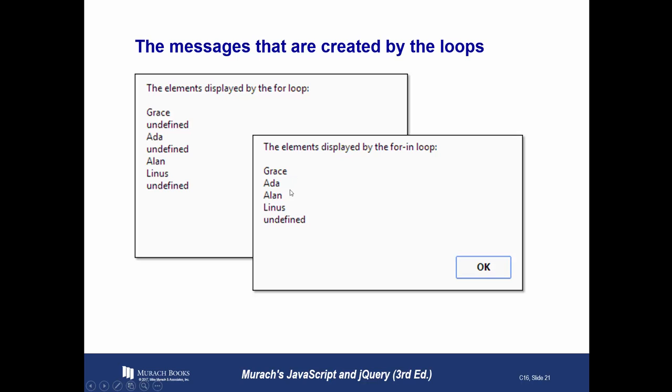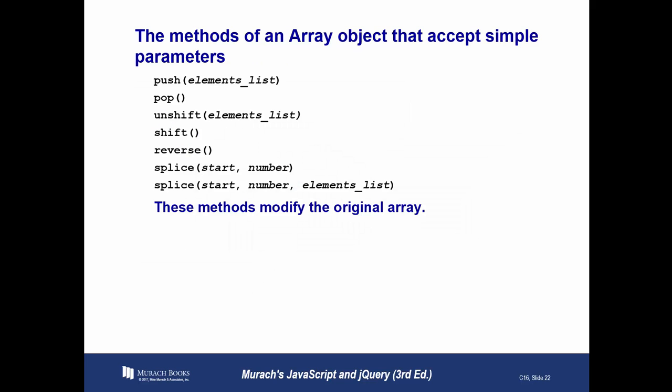So notice with a for loop, if you want, you can take some of the ones in here that are undefined and not show them or whatever. But with the for in loop, which is what it's called, you've got to go through it and do work with each array element.